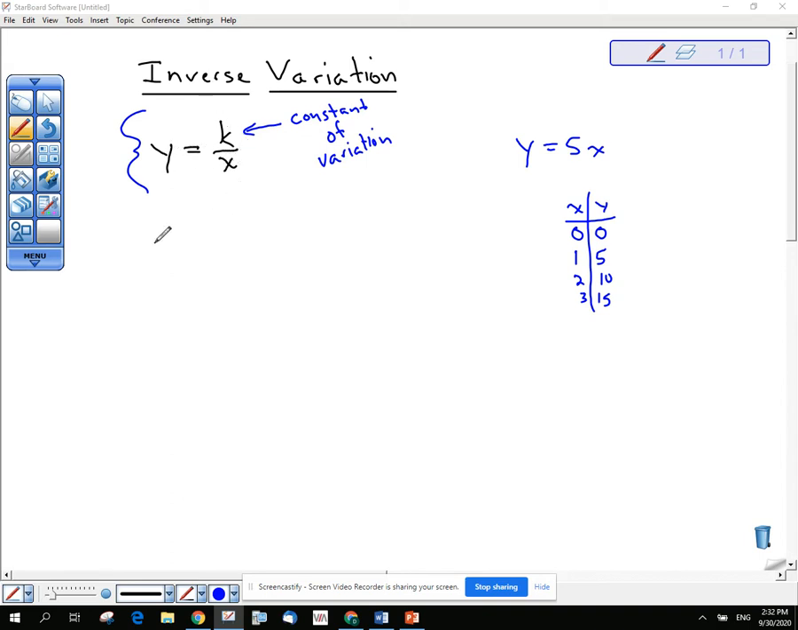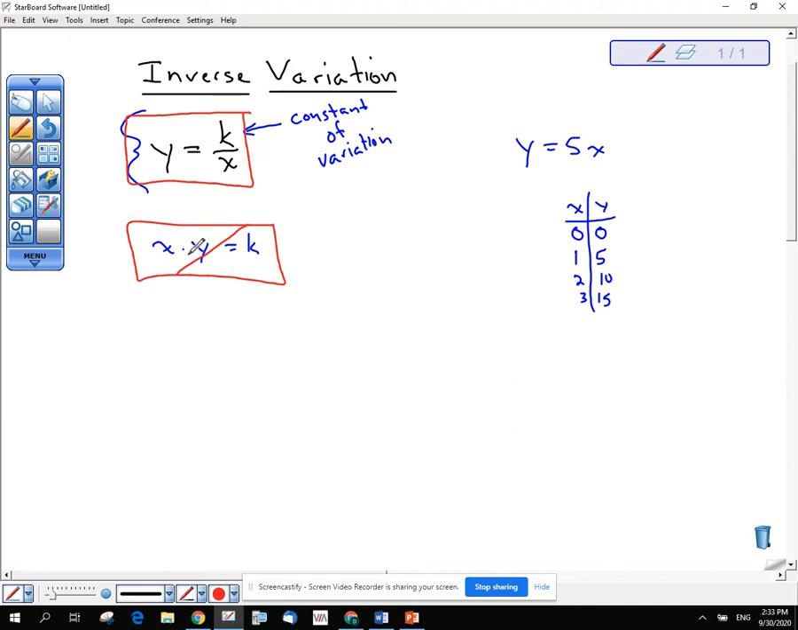So if I multiply both sides by x, you'd have xy equals k. Now, once again, I'm going to strongly urge you to express things that are in inverse variation like this and not like this. This would work. This isn't wrong, but this isn't going to model things in the way we like to see them.